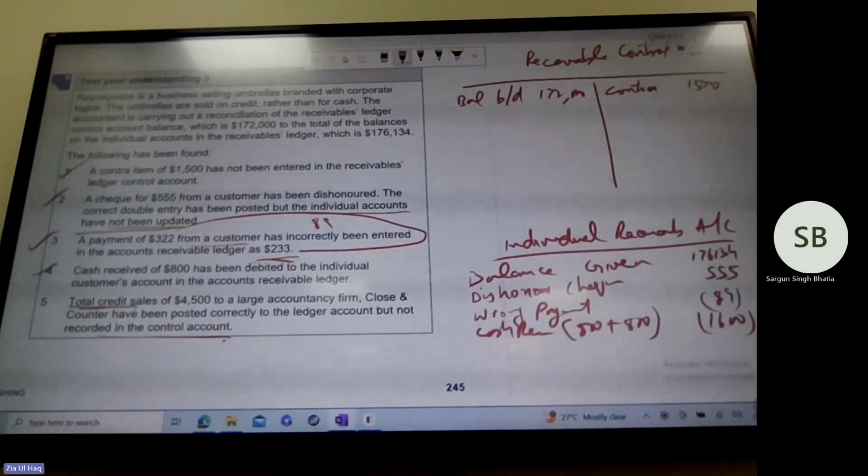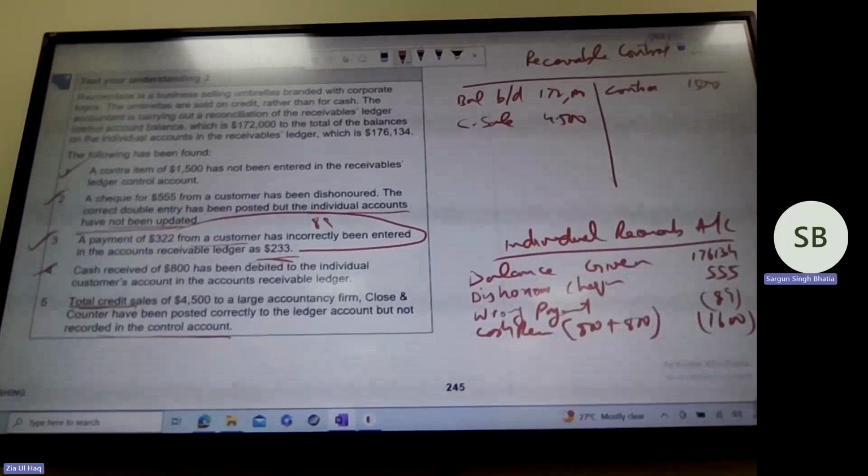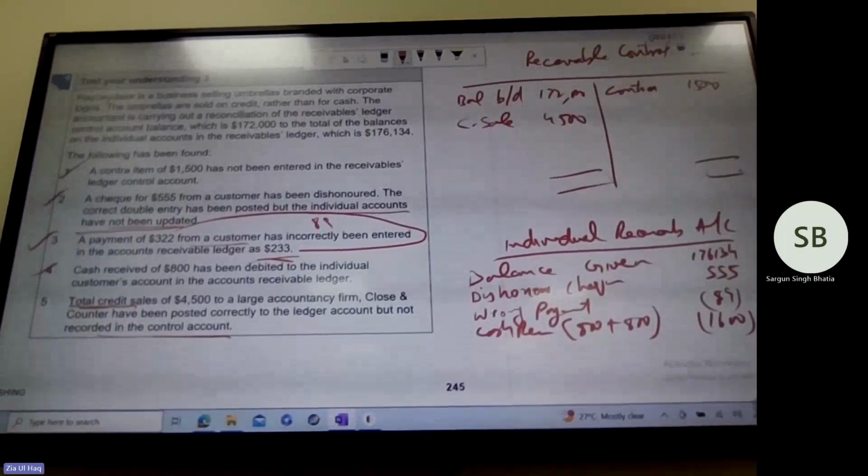Yes, sir. Is that a sale return or a sale? This is a sale, not a sale return. Total credit sale of 4,500. So we need to record the credit sale here. How much amount? 4,500. That's enough. So it's not a sale return. Balance these. What's the balance here?